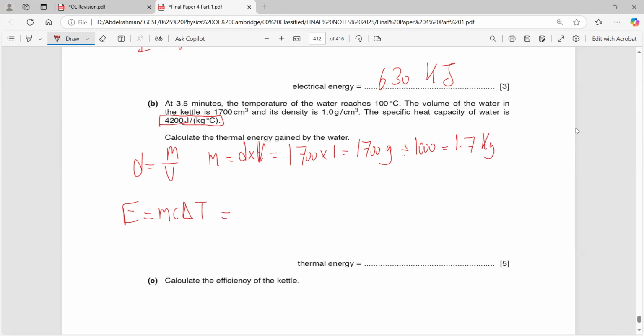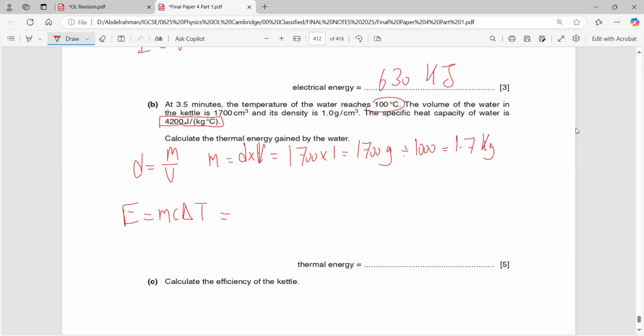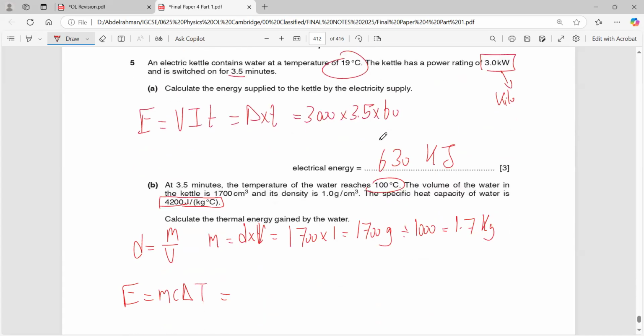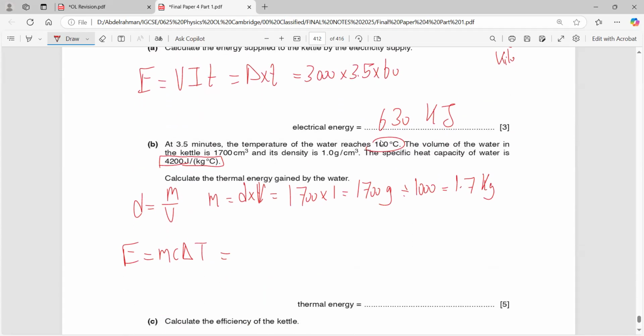So we have the mass, we have the specific heat capacity. Do we have the temperature? Guys, the temperature isn't 100. This is the final temperature. What was the initial temperature? It was 19 degrees Celsius. But don't forget about this. That's why this question is worth 5 marks. 5 marks is a lot, so we have a lot to do in this question.